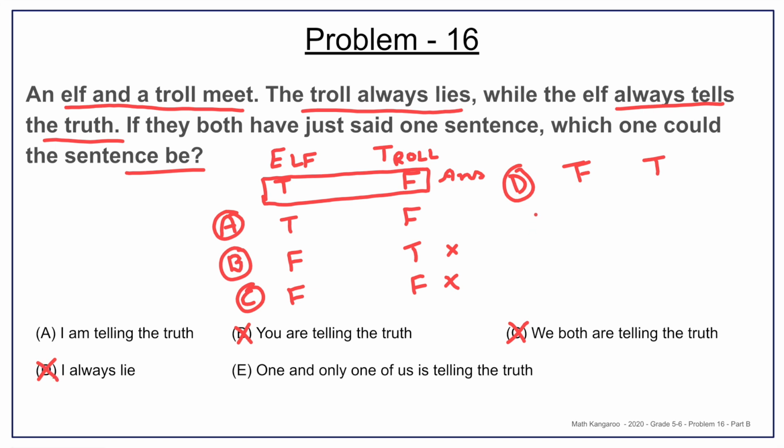Now let us consider option E. "One and only one of us is telling the truth." If the elf says this, then it is true. It means only the elf is telling the truth and the troll is lying. If the troll says it, this means they are telling the truth, but trolls can't tell the truth. So this is not the combination we are looking for. So option E is not our answer. So the correct answer here is option A. "I am telling the truth" is the only sentence which both can say.